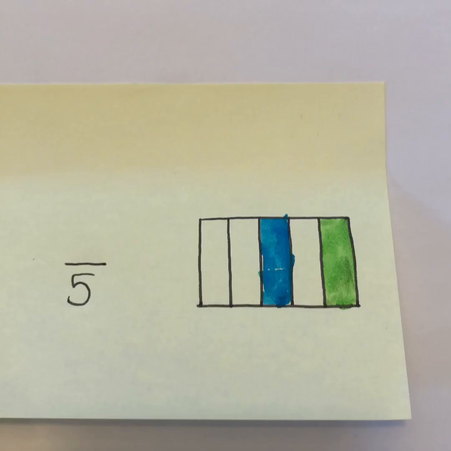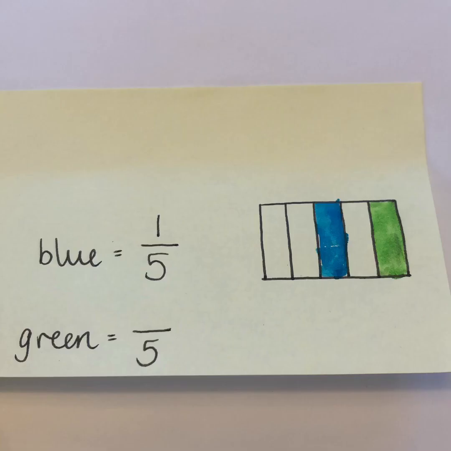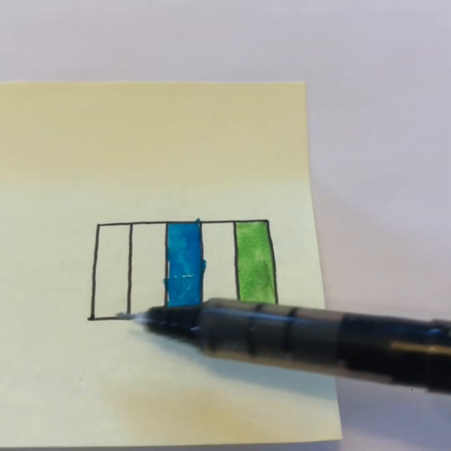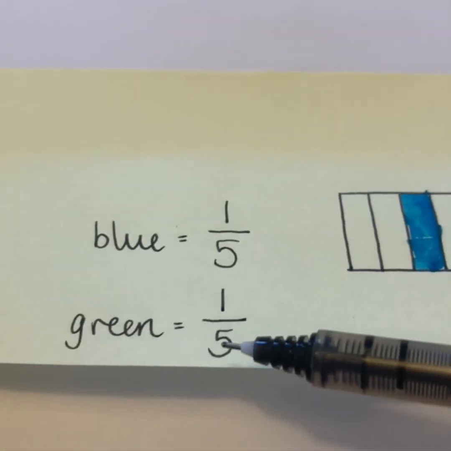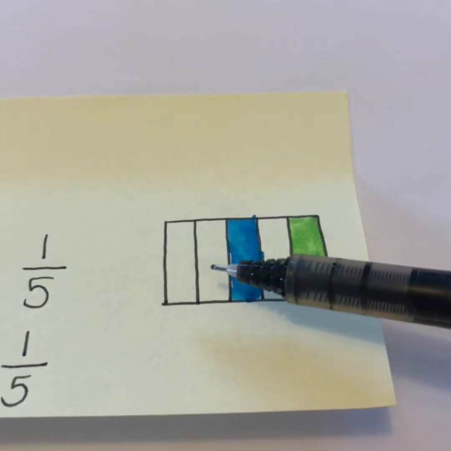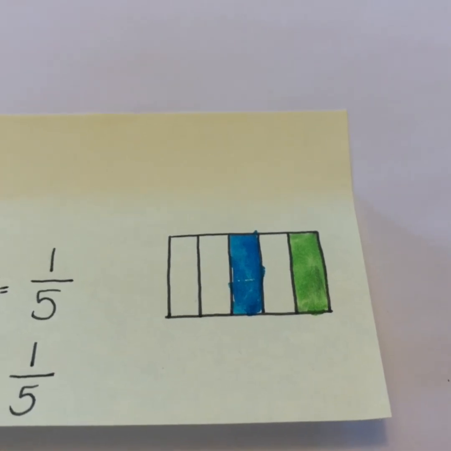So if I said what fraction of this shape is coloured in blue, we need to find out how many out of the 5 pieces are blue. So that would be 1, so our numerator would be 1. So 1/5 of the shape is blue, so we need to find out what fraction is green. Again, it's only 1 strip out of the 5, so therefore it's 1/5 is green, 1/5 is blue, and 1, 2, 3/5 aren't coloured in.